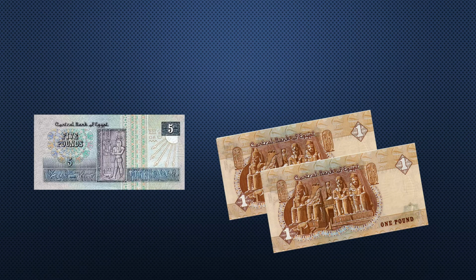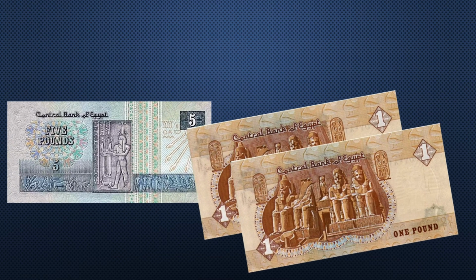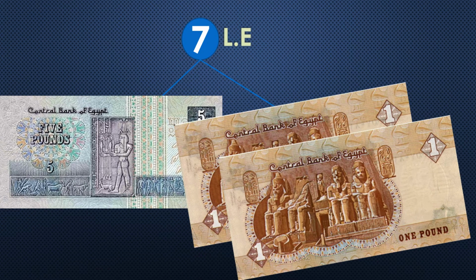Now, who can tell me what this amount of money is? We have 5, 1 and 1. Like we said before, it's just like numbers. All of them are ones, so we can add them easily. 5 and 1 and 1 equal what? Super, equal 7 pounds, or 7 LE.